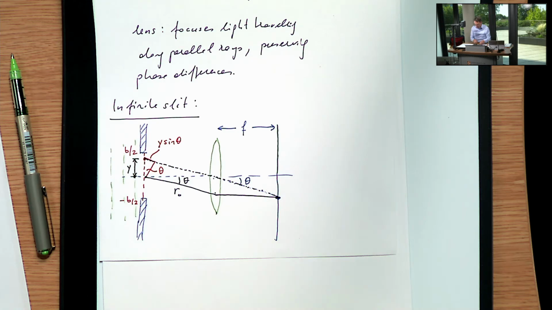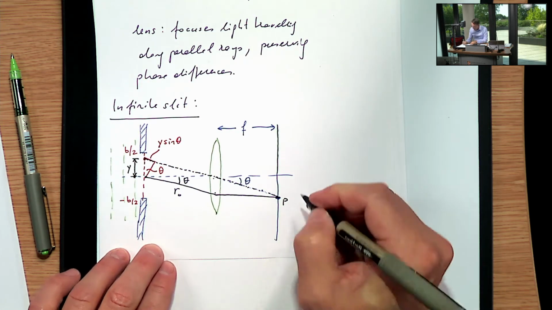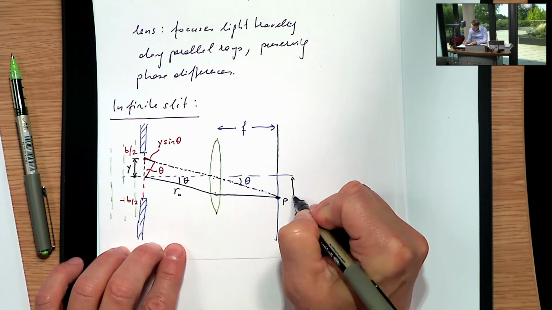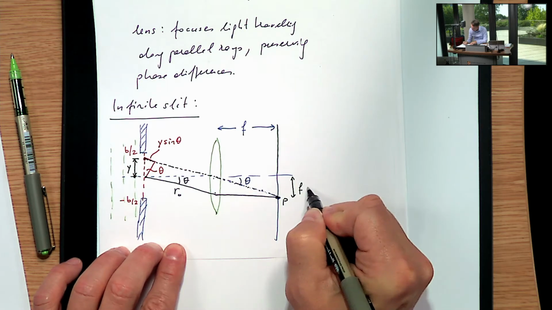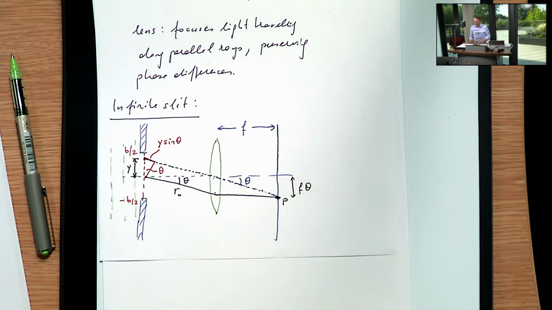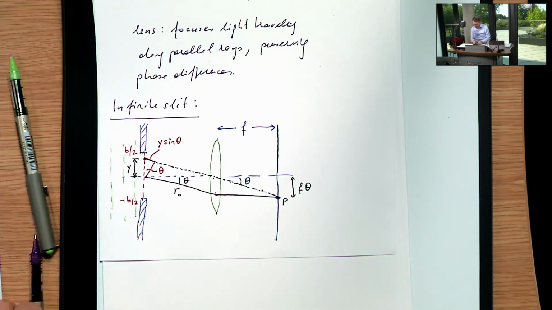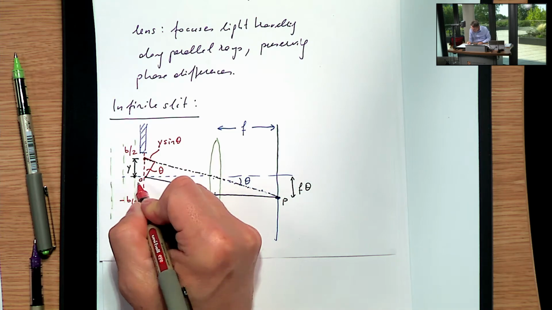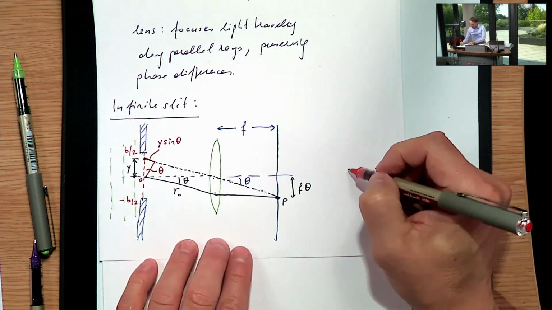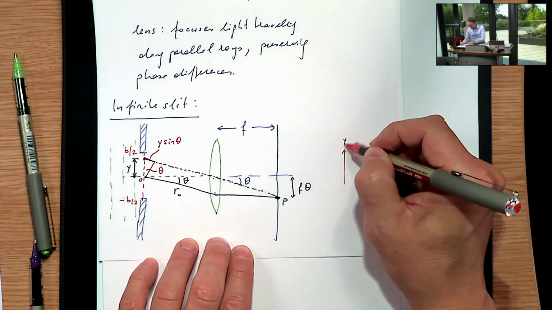And they appear on the point P here, where the position is f times theta. That's the way a lens works, right? And so we say our 0 is here, the 0 y, so we have y in this direction, right? So y goes in this direction.